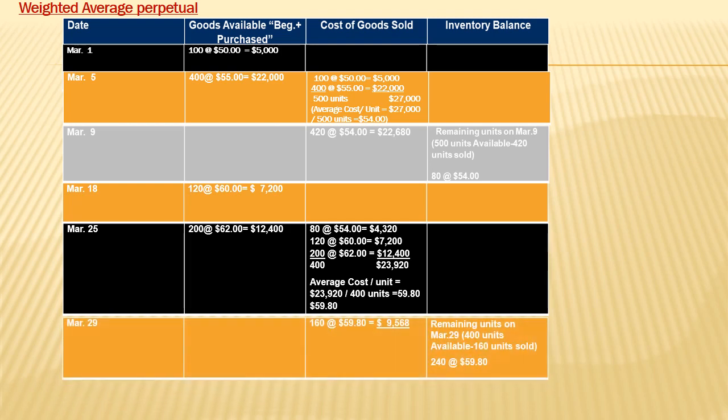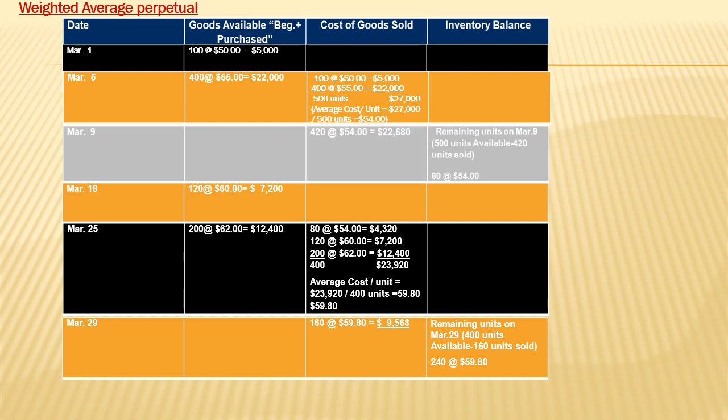So here I have 80 units at $54 per unit, the remaining ones here. Then I purchased 180 at the cost of $60. Then I purchased 200 at the cost of $62. So the total number of units I have is 400 units, and the total cost I have is 23,920.